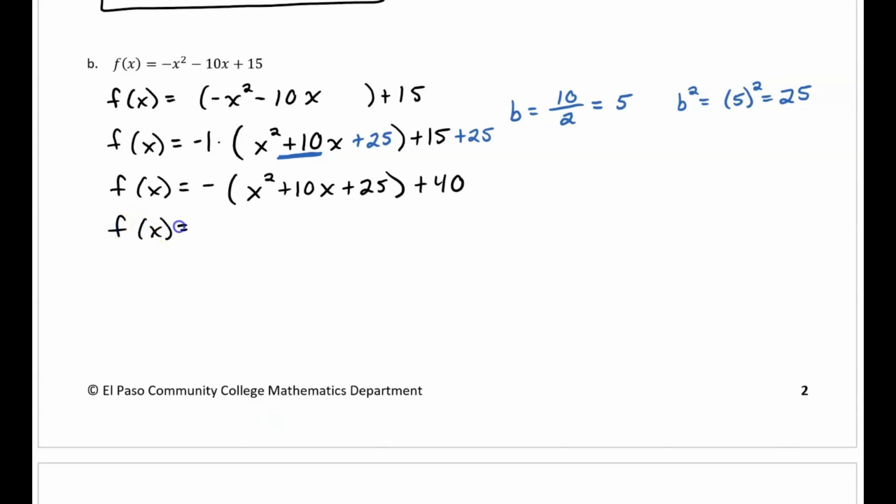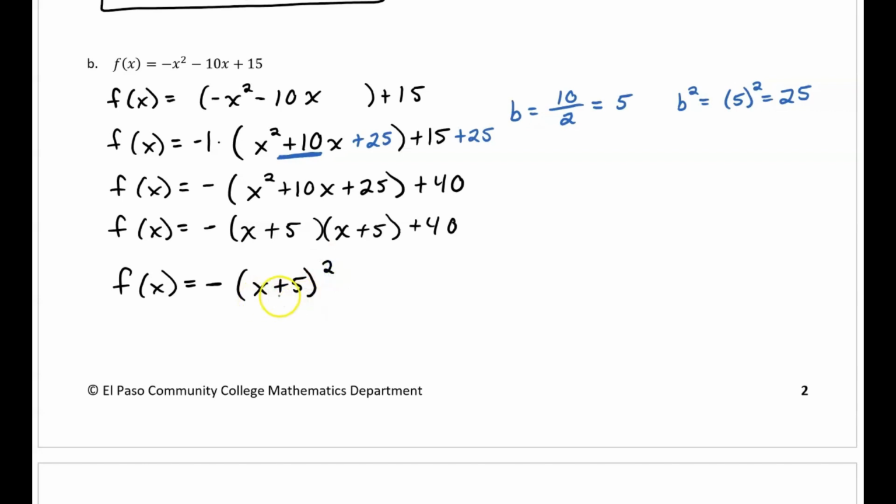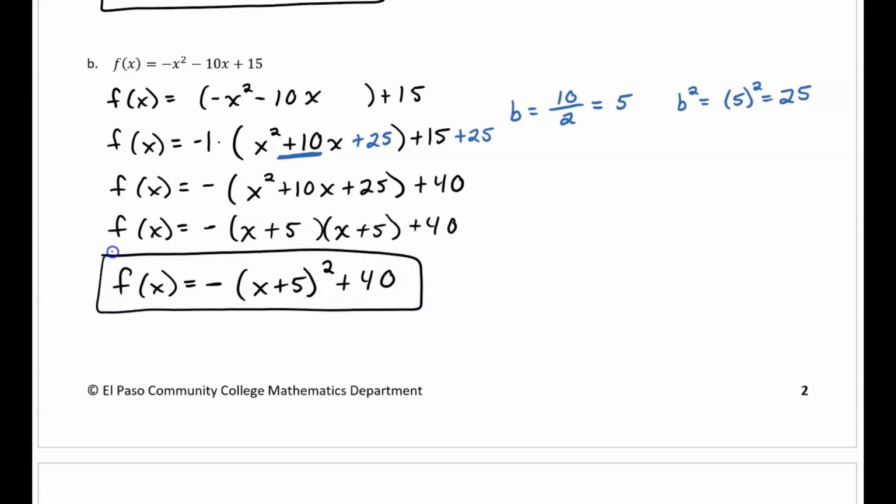And you might feel ready now, but just in case, one more time, factoring this trinomial that we built, we get x times x for the x squared, and two numbers that multiply to give me 25 but add to be 10 is 5. It's always that b value. So there it is. Our function in this new form is negative (x plus 5) squared, in parentheses, plus 40. And there is our answer.